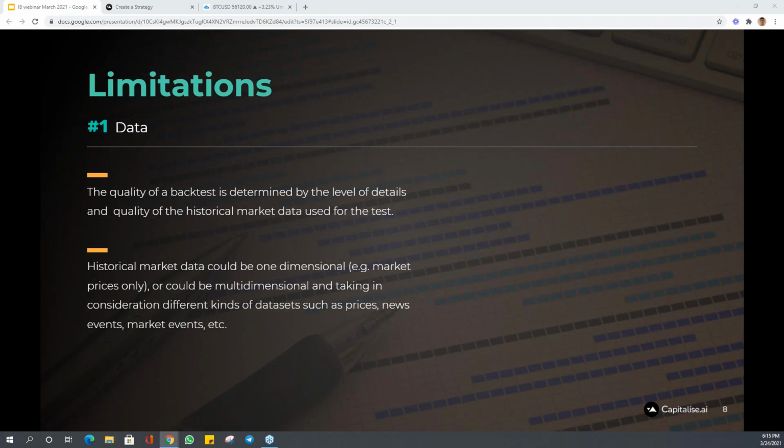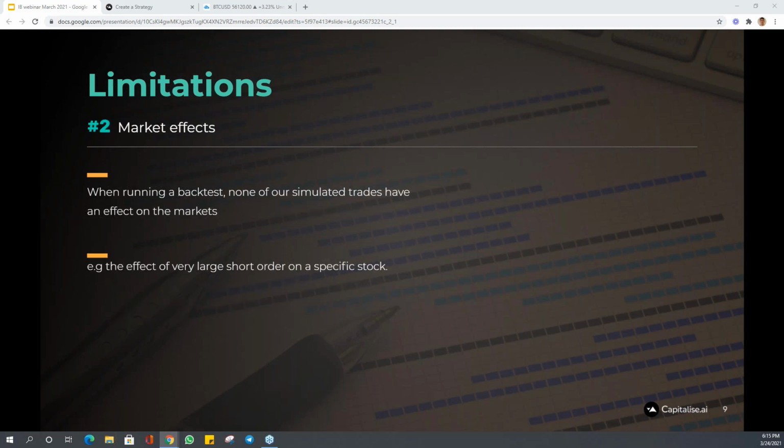So this is really important, traders. You've got to know what data the backtest is using. And we're going to go into this while we look at some strategies on Capitalise and how that plays in. Great. So limitation 1 is data. Limitation 2, important, is market effect.